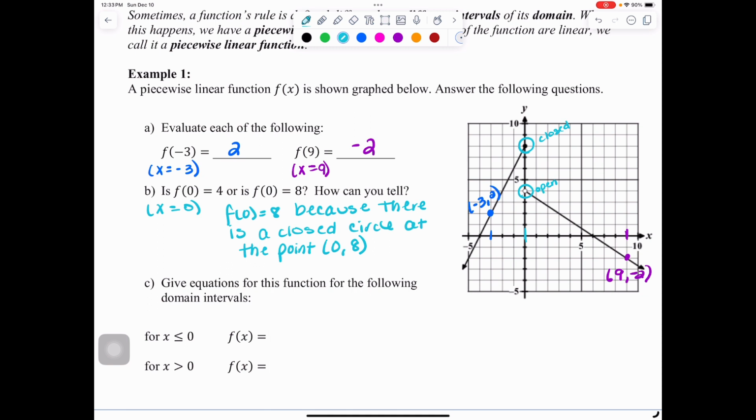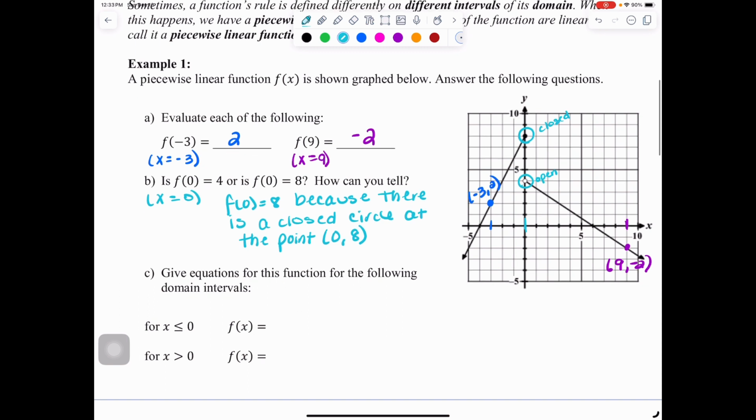All right. So now when we see part C, it says give equations for this function for the following domain intervals. What I want to point out to you is that in this first example, I'm giving you the place to break the graph. You and I will practice how to find those breaks in the next example. But do you see that the place where things change is at that x equals 0 line, which is the y-axis? So that's why you see the split there for x is less than or equal to 0 and x is greater than 0.